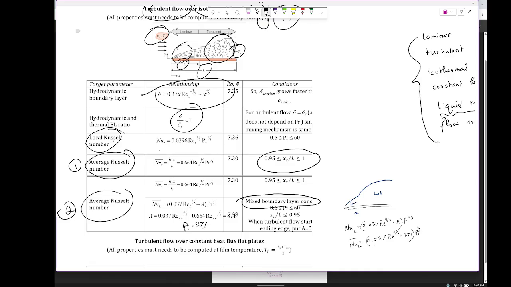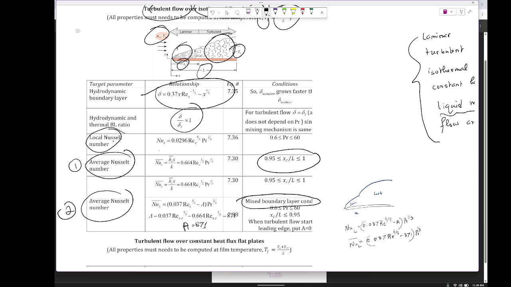Let's focus on the average Nusselt number. The local one we will talk about later. So why would you have two different equations for the average Nusselt number? I'm giving you the pause so that you can think a little. Why do you have two different average Nusselt numbers? What is the purpose of that?